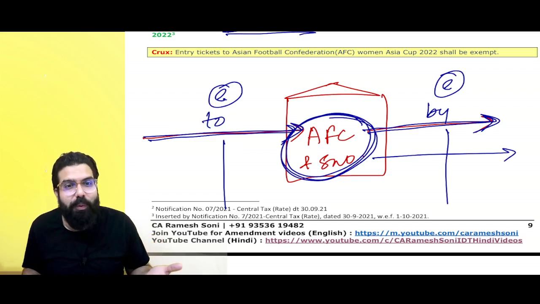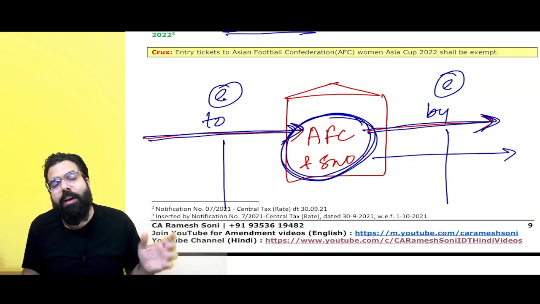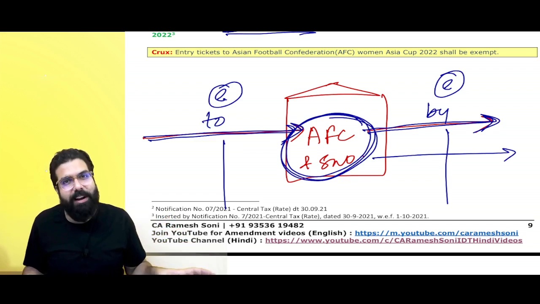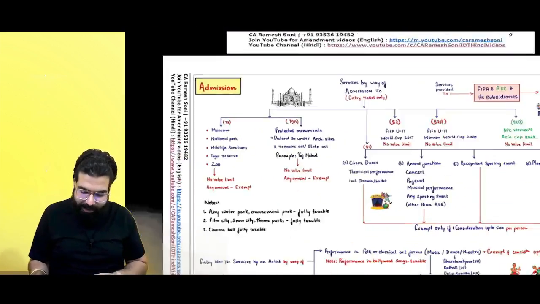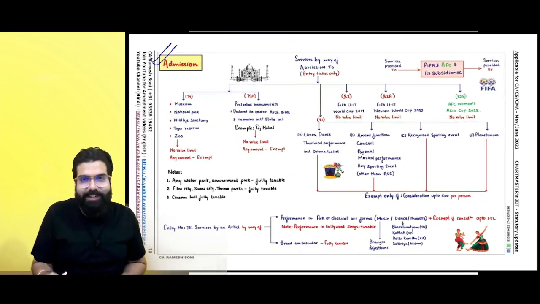Entry tickets, because the football Asia Cup is there, people will come and they will sell entry tickets. No GST on entry tickets. Done, sir. Next. That's all. Sir, what is the amendment? The amended chart is over here.